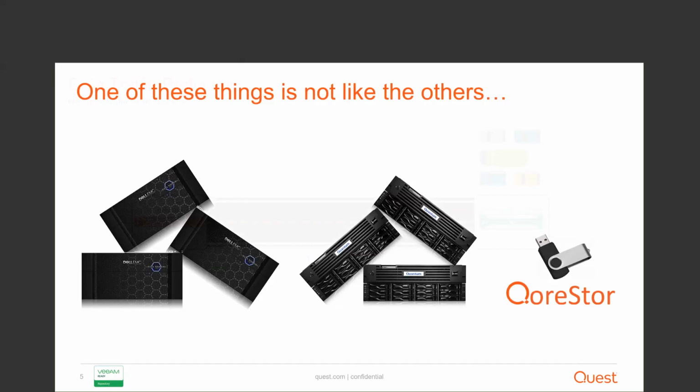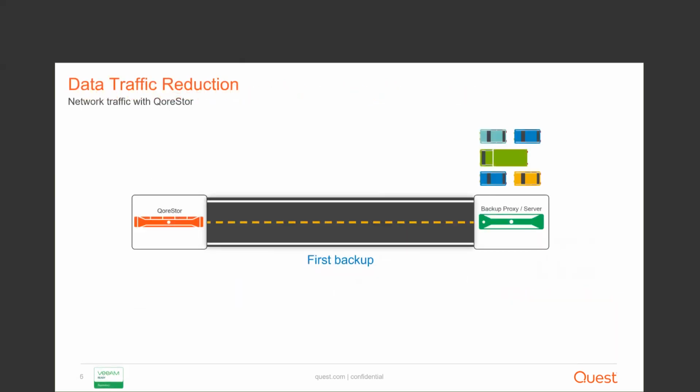So QoreStor. Now, if you can imagine, we have a backup server on our right hand side, and then we have our QoreStor solution on the left hand side here. Now, the coloured cars and trucks represent unique data blocks. So we're going to do our first backup, and we can send our unique data blocks. As you can see, QoreStor doesn't have any data on it just now. So we're going to store that on the disk. And we're going to keep doing the backup and storing the unique data on the disk.